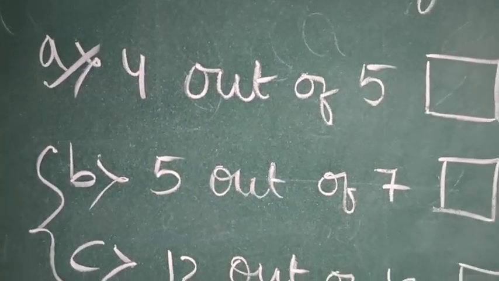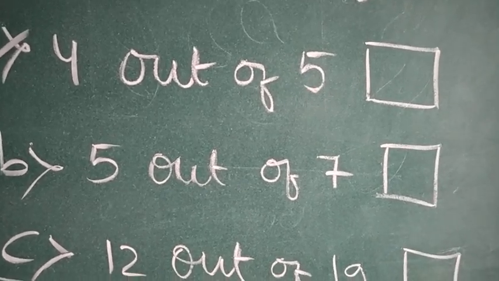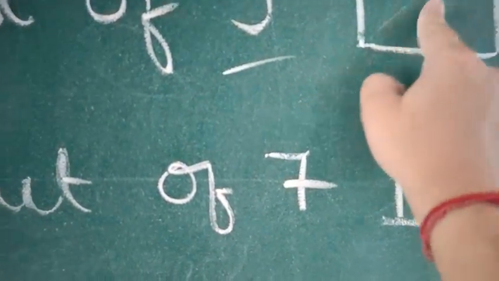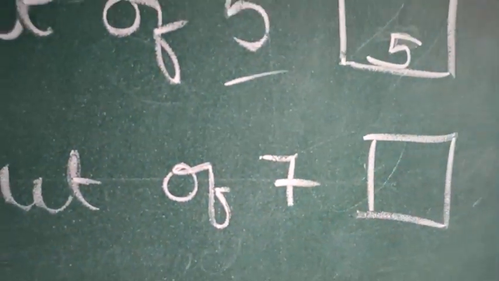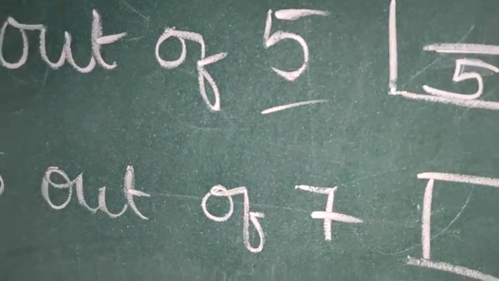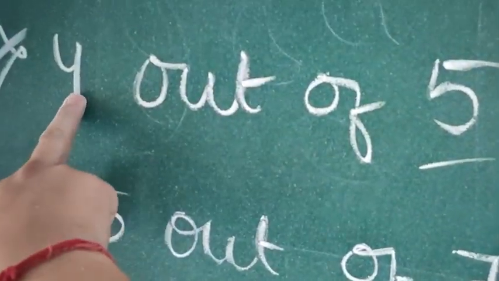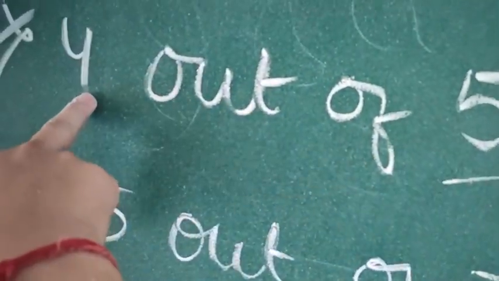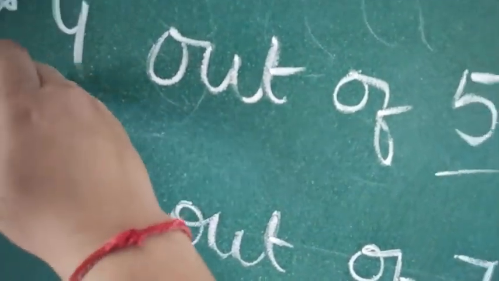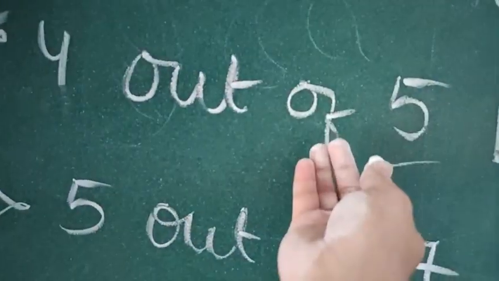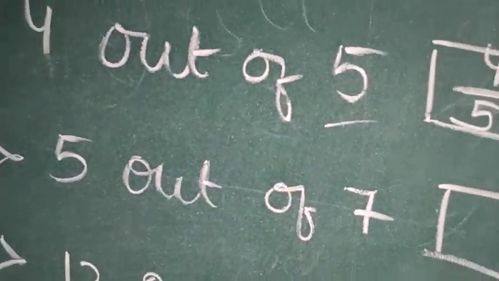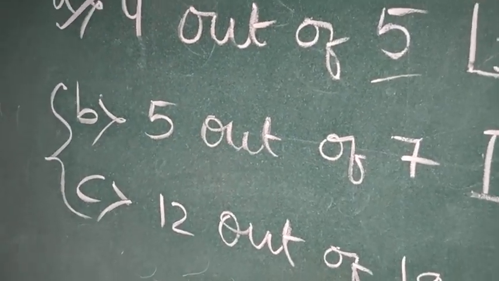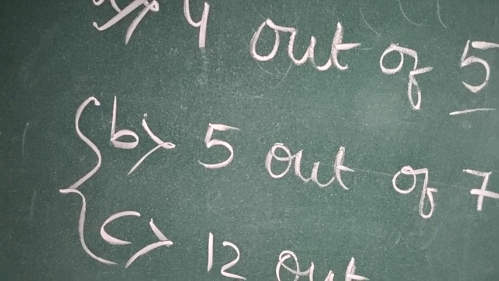Part A is 4 out of 5. Now you all know that whichever is the bigger number should be written in the denominator, and the divided sign will be given. This one, 4 out of 5, means that out of 5, 4 bananas have been eaten. Or it could mean out of 5, 4 has been obtained by a person as marks in a subject.